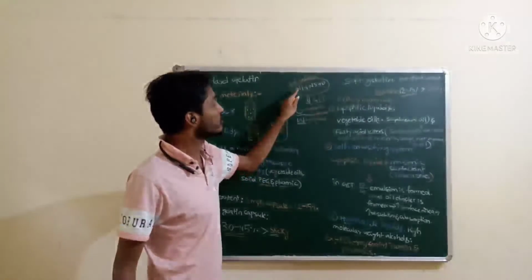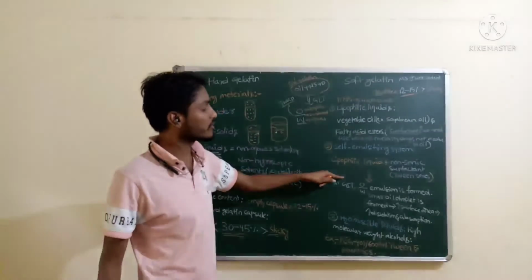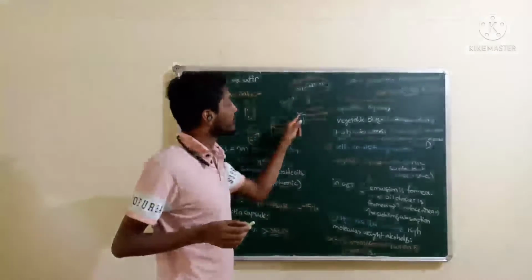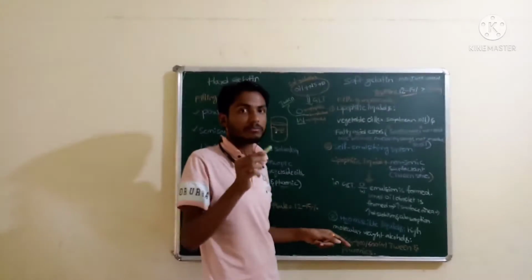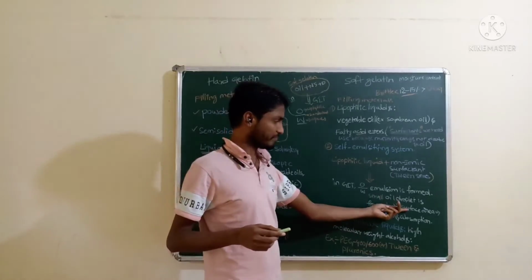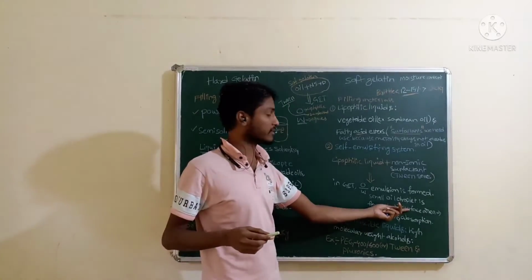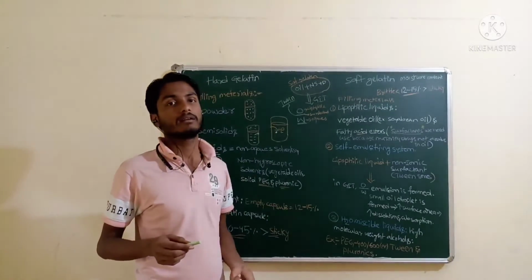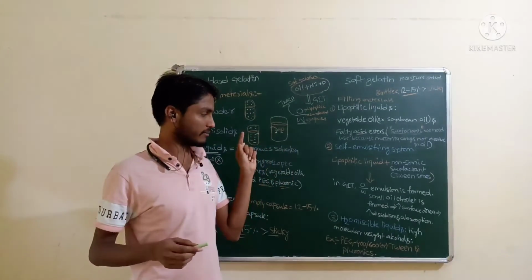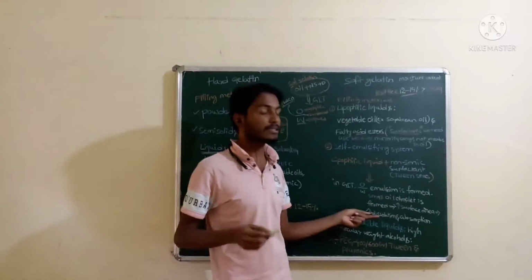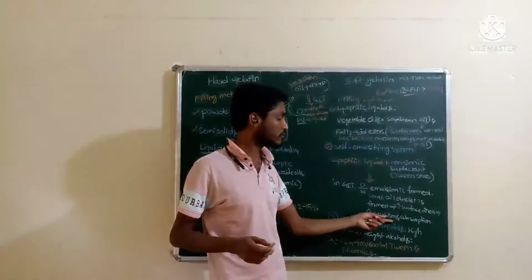So this is about self-emulsion. After entering into the GIT, this leads to formation of self-emulsion, with small droplets. Whenever small oil droplets form, the surface area will increase, thereby increasing the dissolution and absorption.